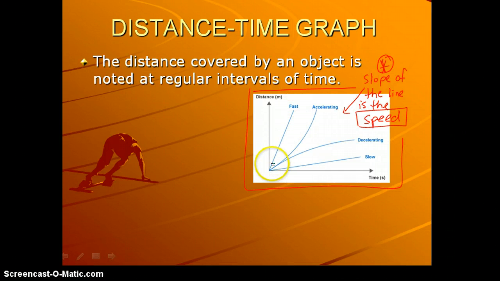This object is moving very fast. This object has a curved line, so it's accelerating. This object has a curved line downward, so it's decelerating. And this object is just going slower than the other ones.